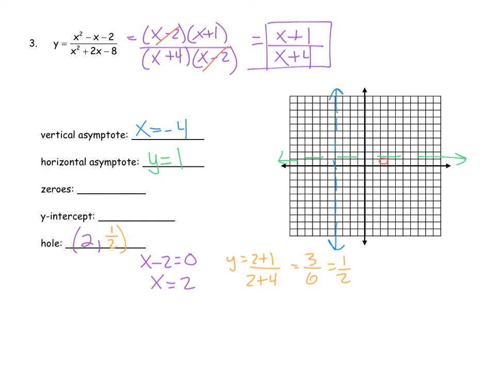Okay, for my zeros, I set the top equal to 0. So if x plus 1 equals 0, I get x equals -1. Okay, and then for the y-intercept, I plug in 0 for x. 0 plus 1 over 0 plus 4 is 1/4.